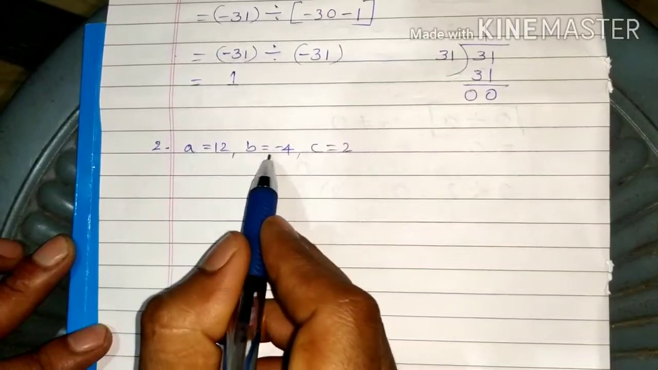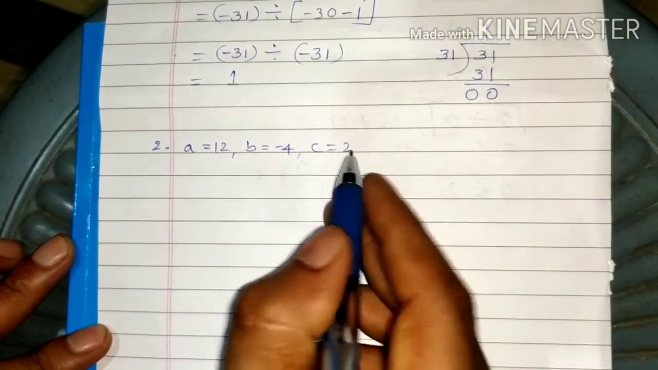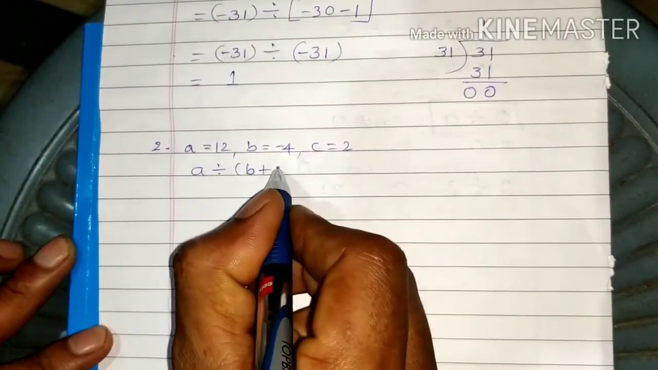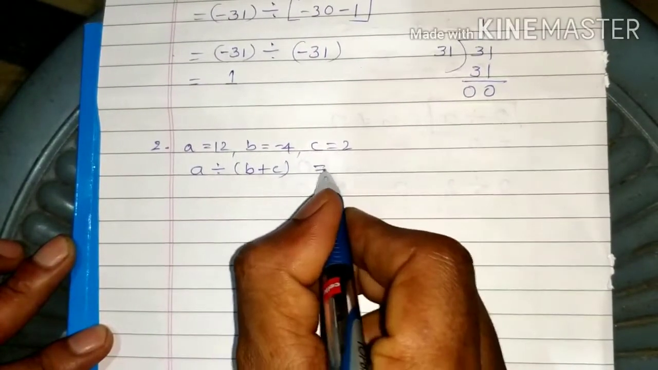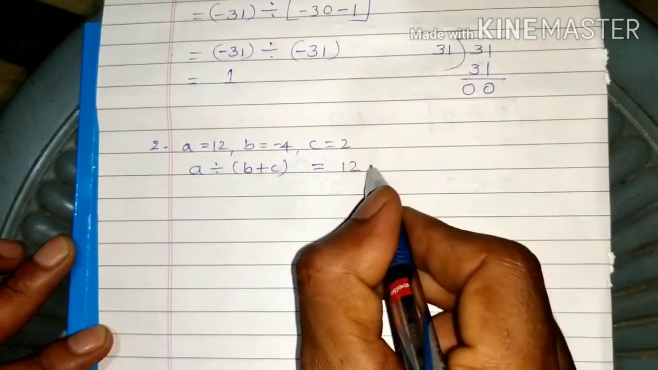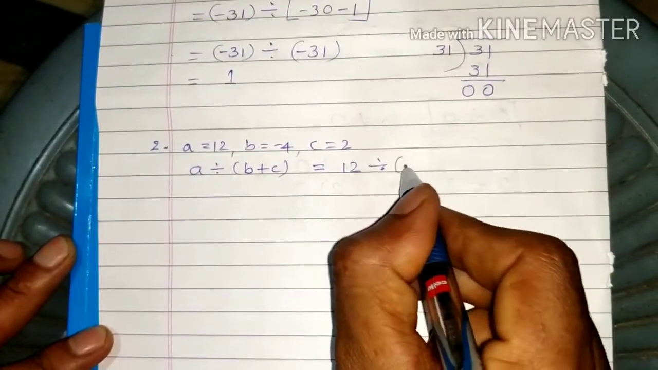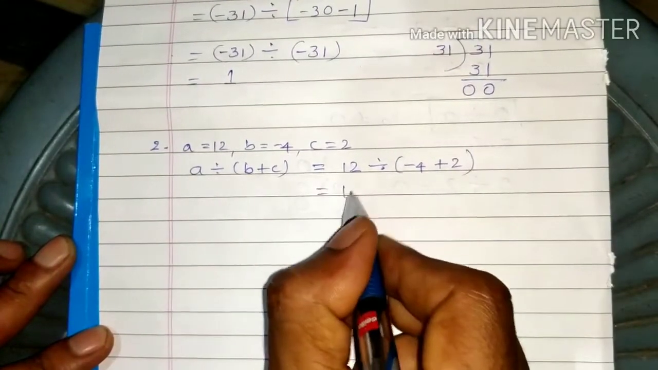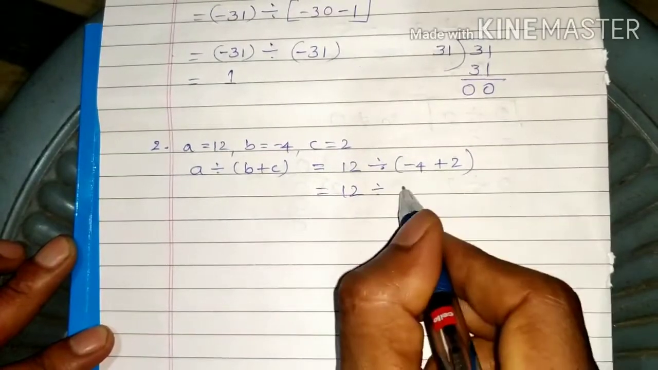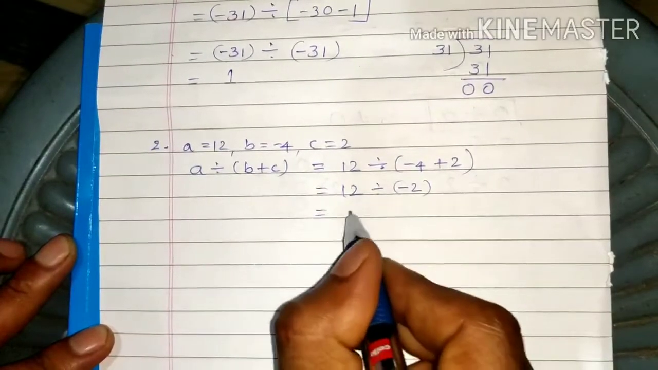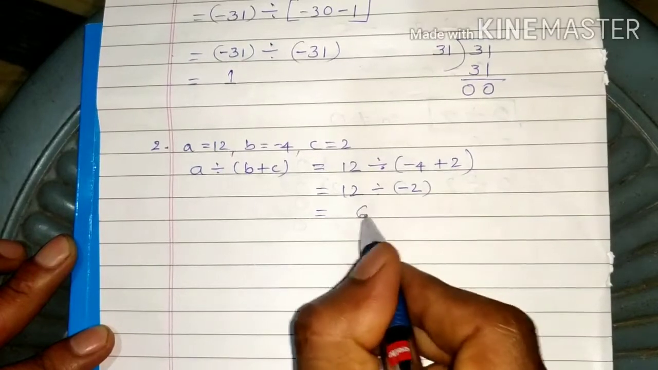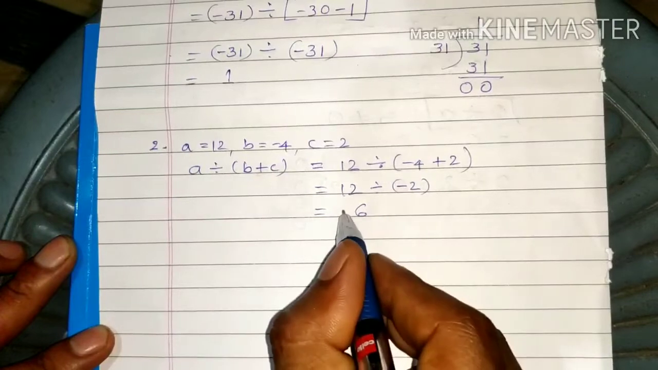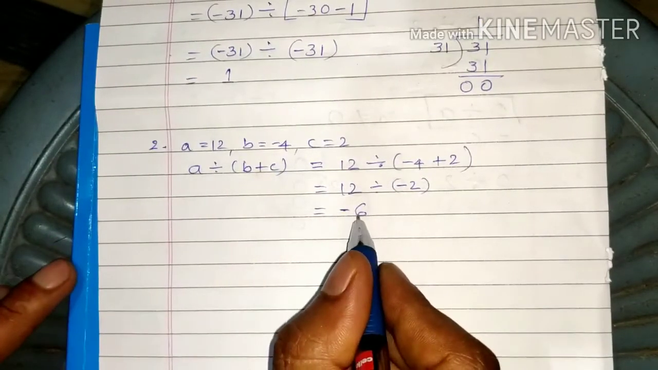So a equal to 12, b is minus 4, c is 2. So a divided by b plus c, that is equal to 12 divided by minus 4 plus 2, that is equal to 12 divided by minus 2, that is 12 divided by 2, which is 6. Since here it is positive and negative, two different signs, I have to give minus. So the answer is minus 6.